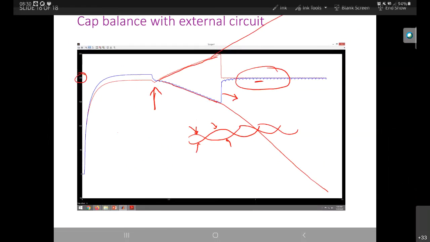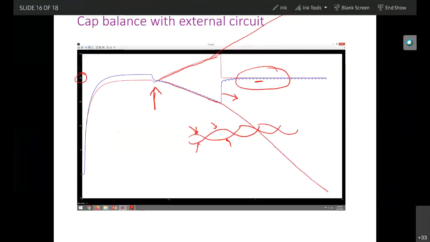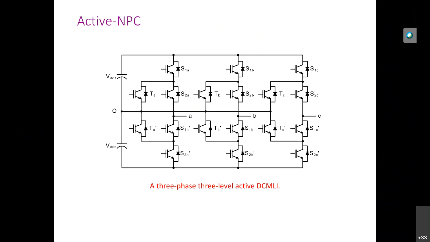So both will not charge simultaneously, right? In the diode clamp, only one capacitor, either the upper one or the bottom one, will charge. That all depends on the current direction. Okay, so this is capacitor balance, done using some external circuit.